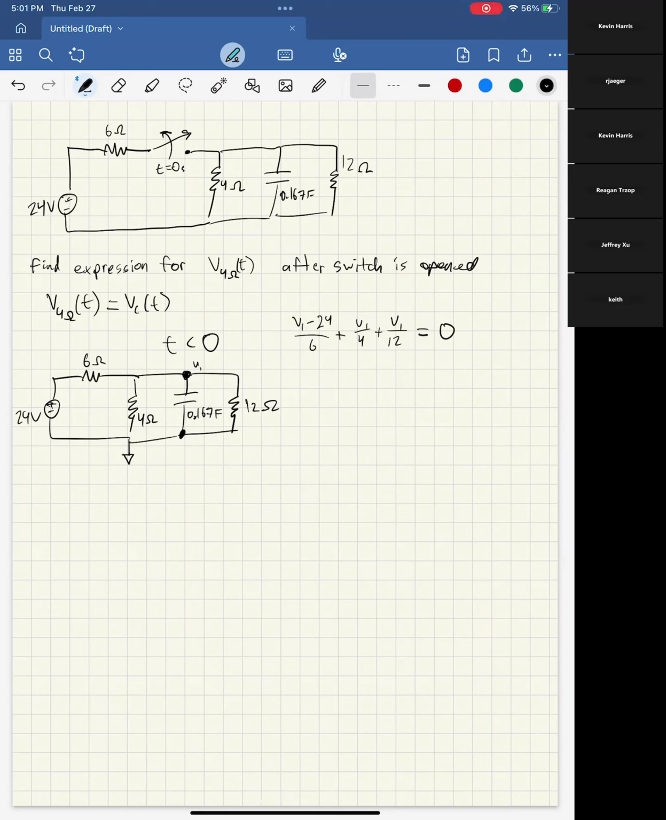And then we solve this, and what do you get? You get like 8 volts. Just trust me on that. I don't want to do the math. You could also combine these two in parallel and then do a voltage divider with the two. You can do it any way you want, but you'll get 8 volts. And so we can then say V_C(0) equals 8 volts.